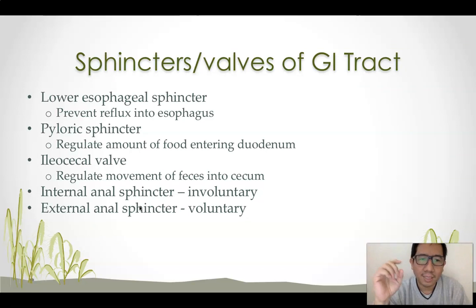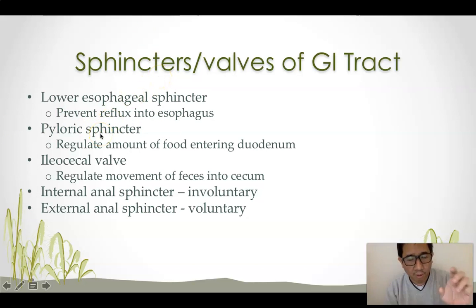So, sphincters. We talk about several sphincters throughout the whole entire GI tract. The first one is the LES, which is right by your stomach. This is to prevent the acid reflux from going up. The pyloric sphincter is between your stomach and your duodenal area, so it prevents acid from going into your duodenum.